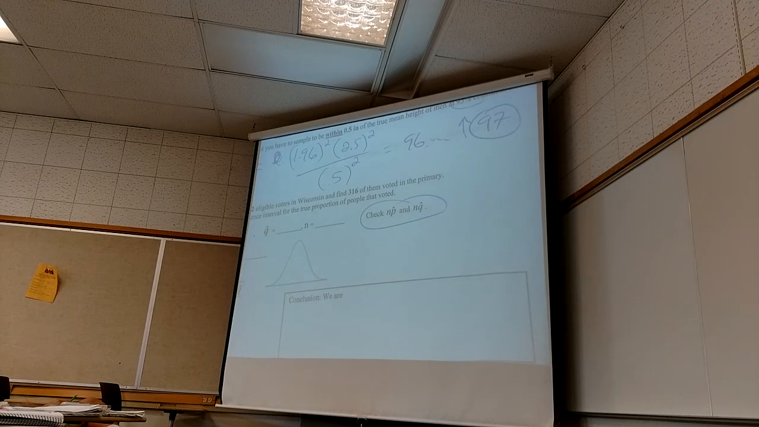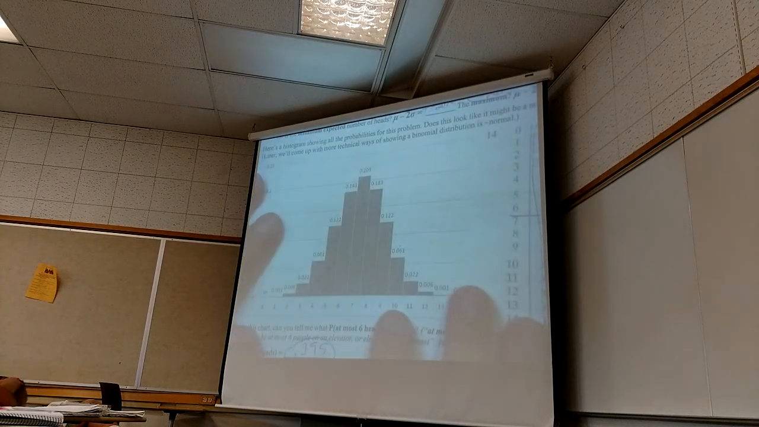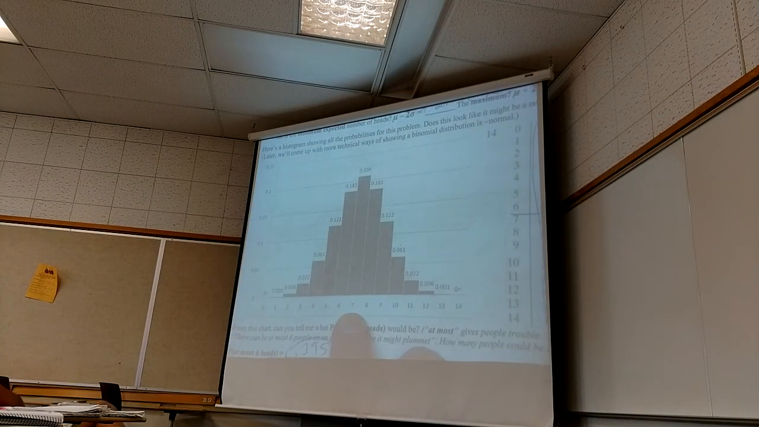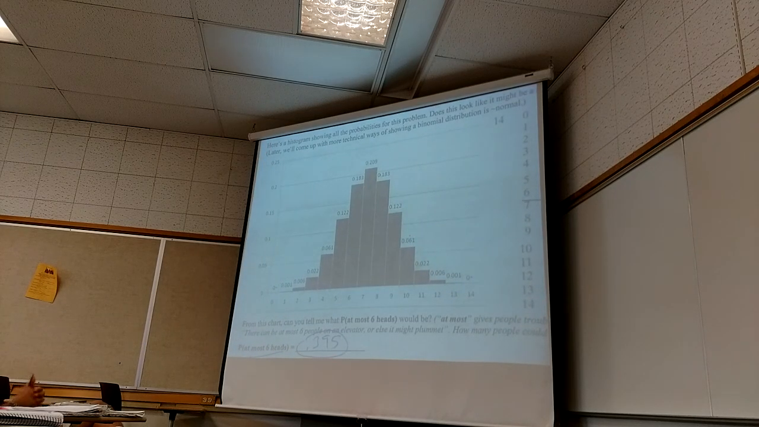What was the mean on this piece of paper? You guys remember? It was 14 times flipping a coin, so the mean is 7 heads. Makes sense? What's the tallest bar? 7. To be honest, sometimes the tallest bar won't be the mean, but it should be very close to the mean.